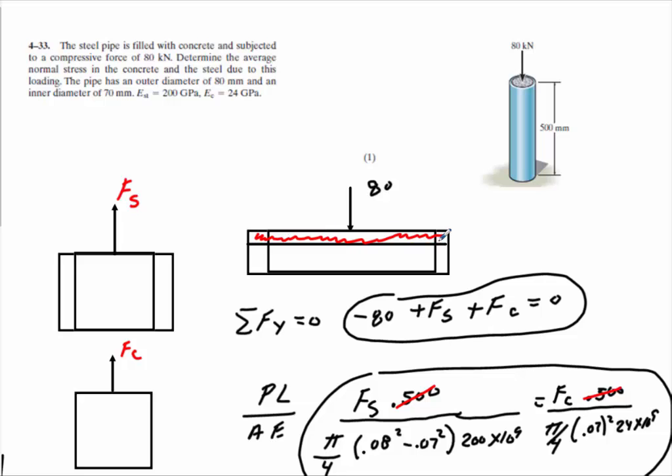So draw it like this. Sum the forces in the y direction. You'll get one equation, and then set the 2 deflections equal to each other. Just make sure you note that the force in each one of these materials will be different, so you're going to have 2 unknowns here. Find one in terms of the other, put it back into this equation, and then the problem just falls apart.